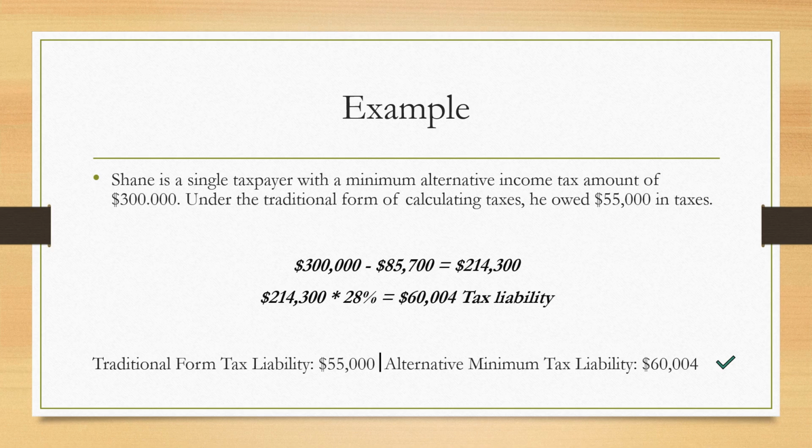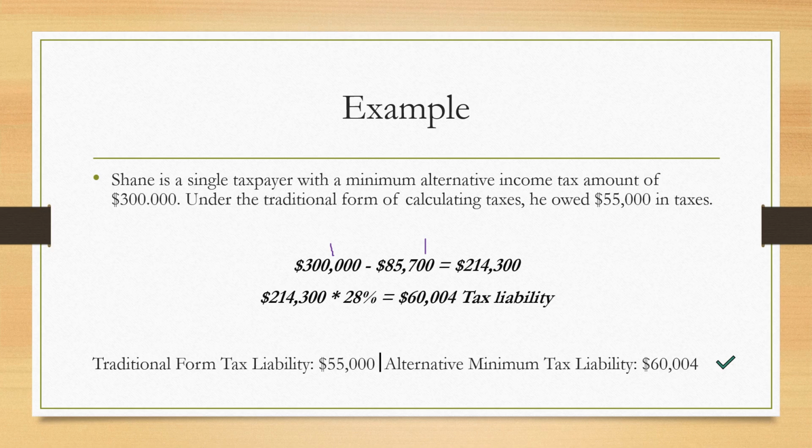Let's see an example now. Shane is a single taxpayer with an alternative minimum taxable income of $300,000. Under the traditional form of calculating taxes, he owed $55,000. First, what you should do is subtract the AMT exception limit, which is $85,700, from the $300,000 taxable income. Depending on the total income amount obtained after this calculation, the final figure is calculated by multiplying it with either 26% or 28%.